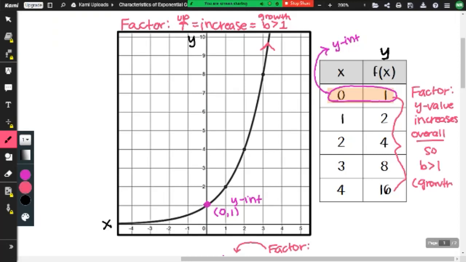And that should be enough information for you to answer the questions, as long as you can look at the table and say, oh, that's growing. So I'm looking for a number larger than 1 within the parentheses. That's enough. Got it? Questions? All right, let's look at the next one.